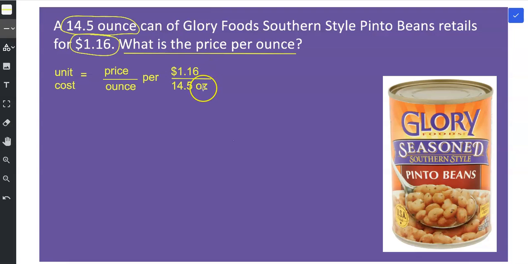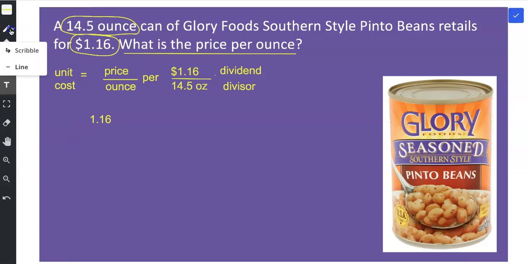And to find the unit rate, you go ahead and divide. So we're going to use long division. Remember that the numerator is called the dividend, and the denominator is called the divisor. So we're going to start by writing down the dividend, which is $1.16. And then I'm going to go to the scribble tool and draw this division symbol, just like we would read the fraction.